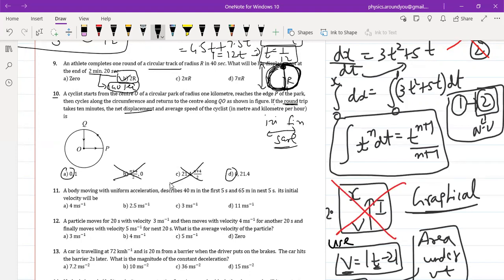Now between A and D, I need the average speed. Average speed means total distance by total time. Total distance has this radius, and a quarter of a circle. The whole circle circumference is 2 pi r. So one fourth of a circle will be one fourth of 2 pi r, which is pi r by 2. Right? Now you see that this distance is pi r by 2.